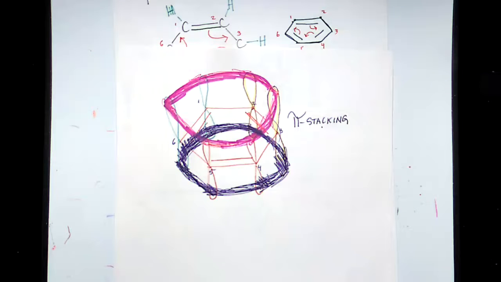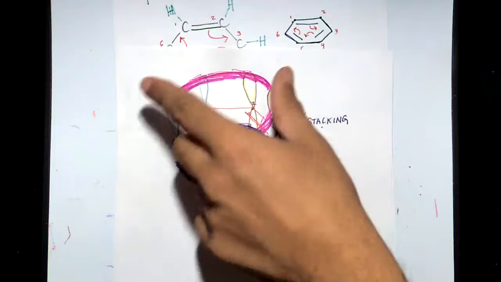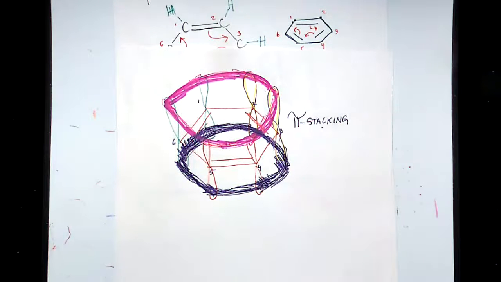What causes Alzheimer's disease? One interesting hypothesis is this idea of pi stacking. Here we have pi overlaps above and below the plane of the ring of one benzene molecule.